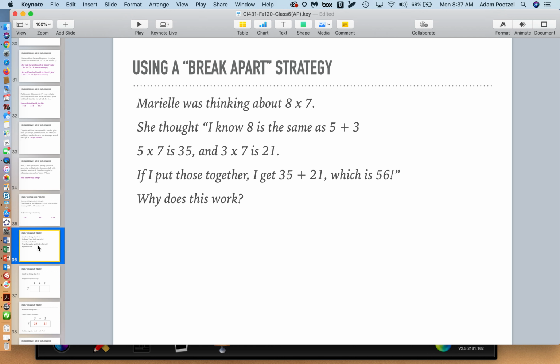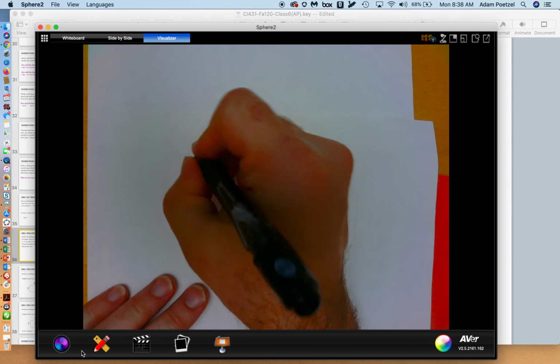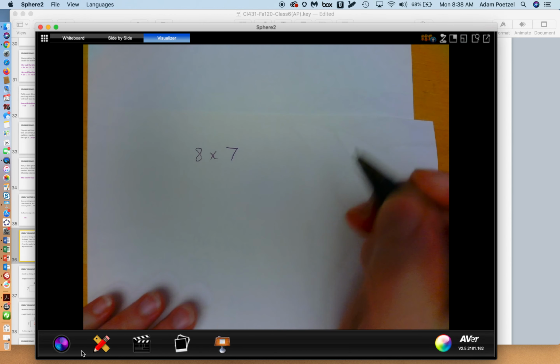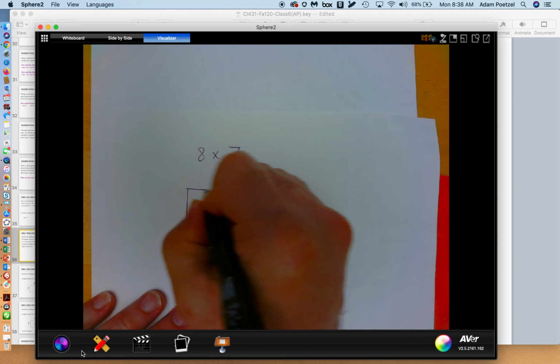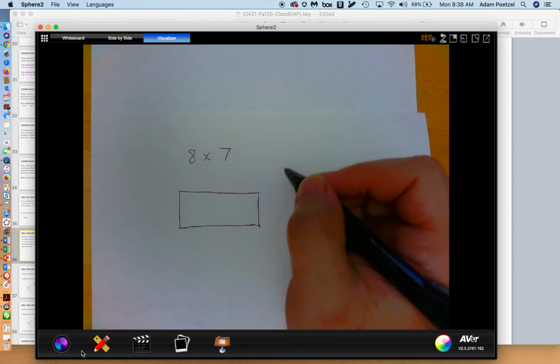Well, that's a lot of thinking in our heads. That's where a visual comes into play. And let's take a look at 8 times 7 here. And let's just show you a strategy here called break apart to visualize that. So when looking at 8 times 7, or any fact, what we can do is use a rectangle. And we're going to use this rectangle for a break apart fact.